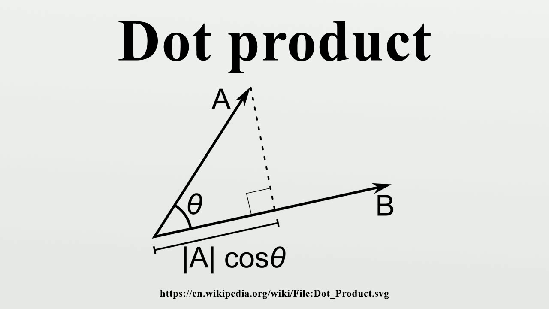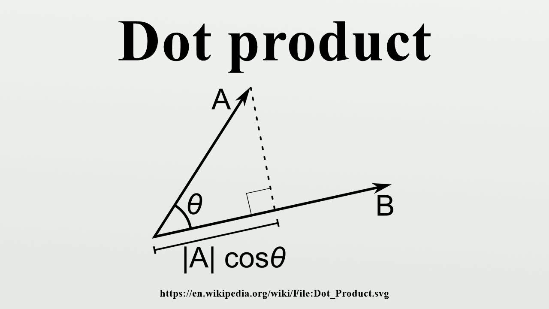In mathematics, the dot product or scalar product is an algebraic operation that takes two equal-length sequences of numbers and returns a single number. This operation can be defined either algebraically or geometrically. Algebraically, it is the sum of the products of the corresponding entries of the two sequences of numbers.